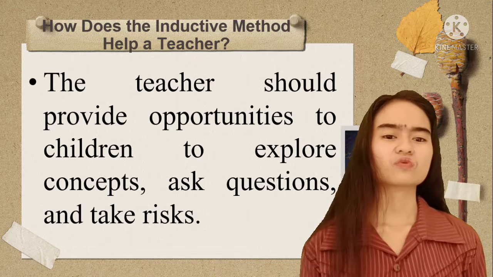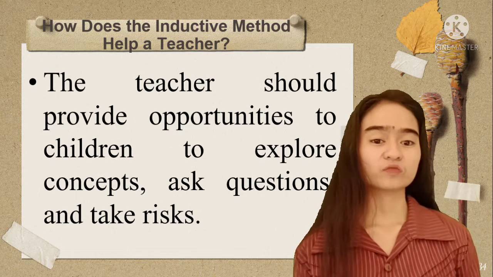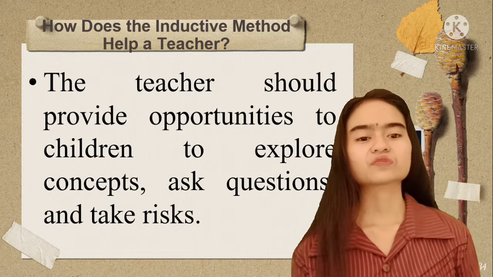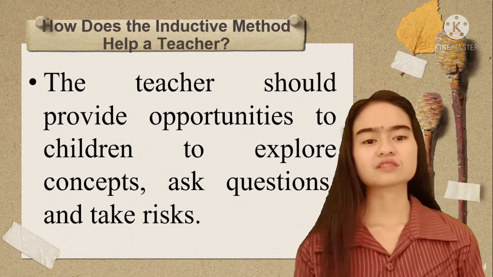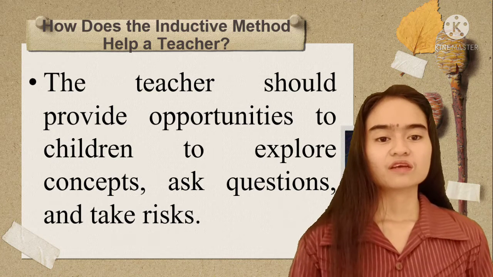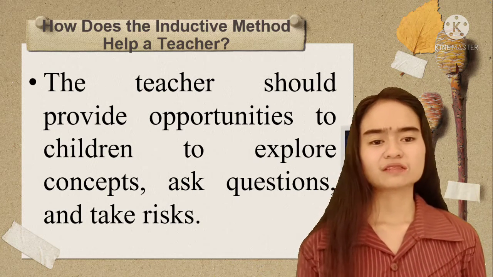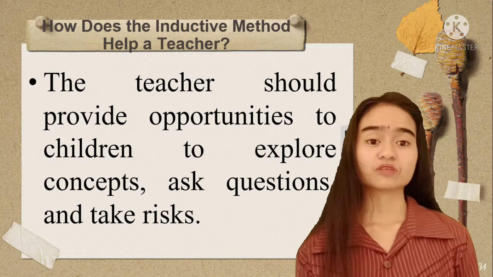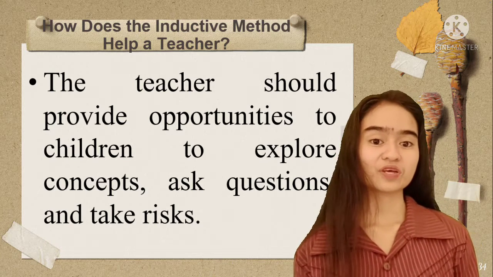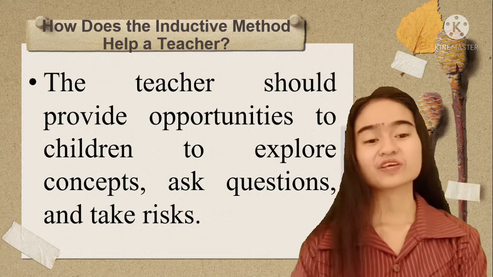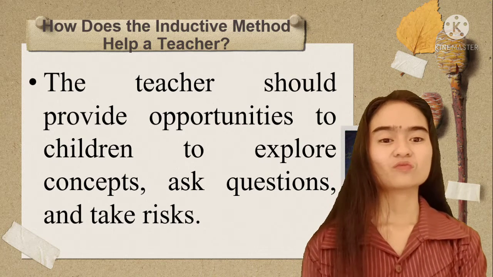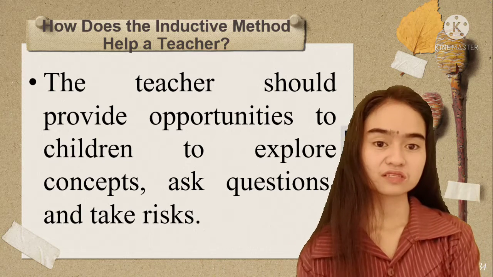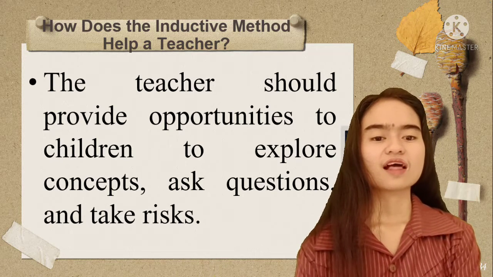The next thing that we should do is that the teacher should provide opportunities for children to explore concepts, ask questions, and take risks. The learning environment must be suitable for the children to explore, and it must be wide for them to discover and learn. Having an opportunity like this, they will gain more knowledge than what the teacher discussed in the lessons.